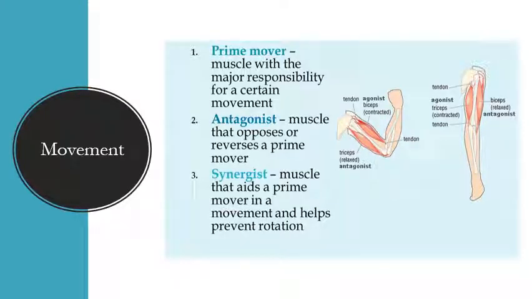When we break down the gross movement of the muscle, we break it down into what is the primary mover, what is the antagonist, and what is the synergist. So the primary mover is the muscle that has the major responsibility for a certain movement. The antagonist is the muscle that's opposite or reverse of the prime mover. And the synergist is a muscle that aids the primary mover in producing the motion, and this helps with rotation.